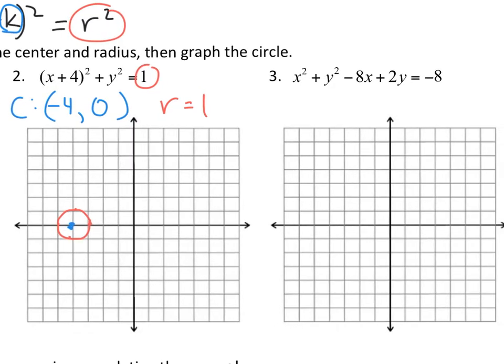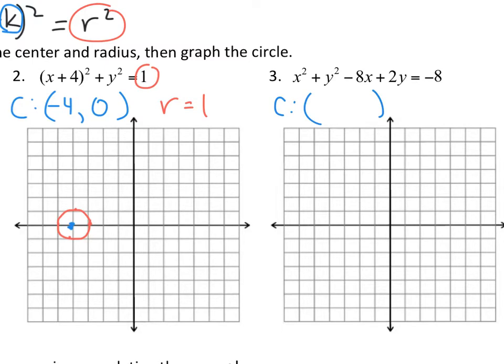Okay, moving on to number 3. Number 3 should look a little bit more interesting to you. And if you're staring at that saying, I have no clue what's going on, understandable. What's the difference here? Well, the difference is that our equation is not in standard form. Our equation is in general form.